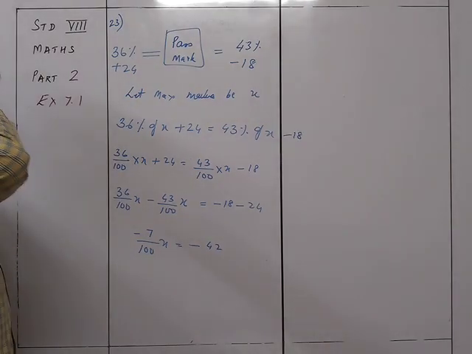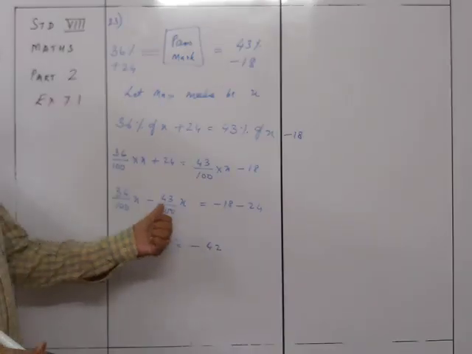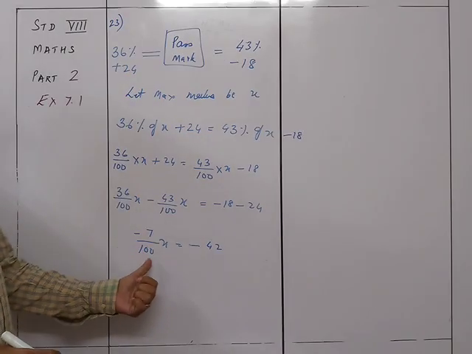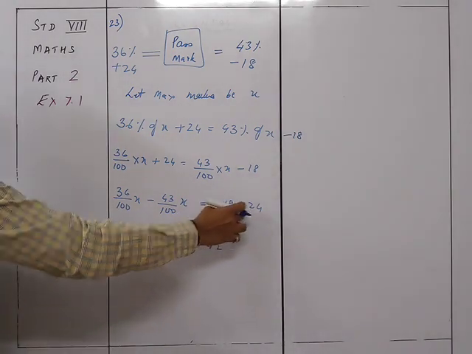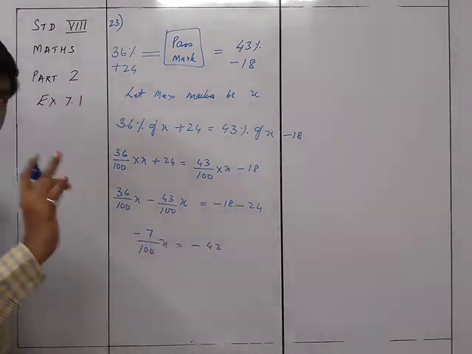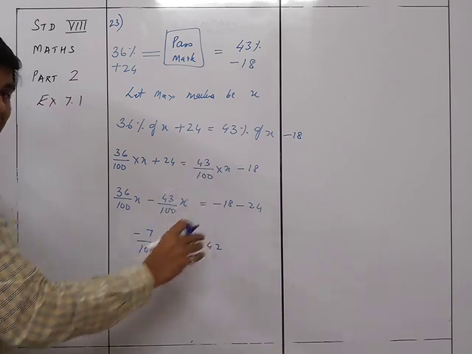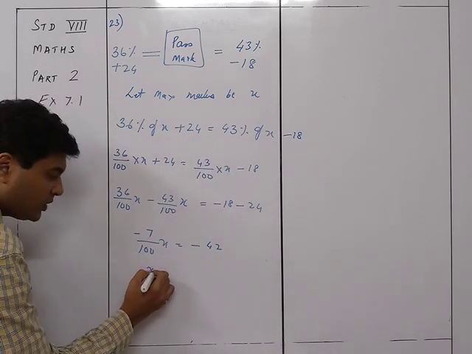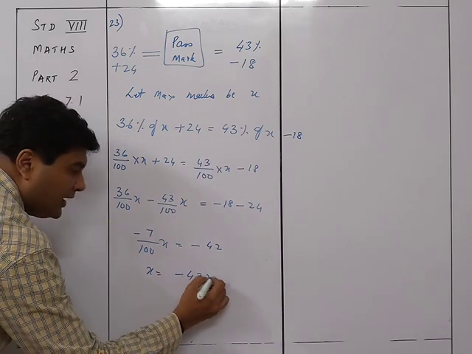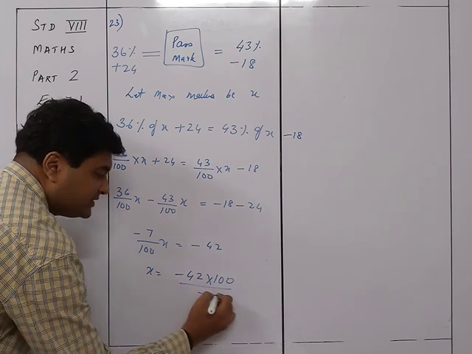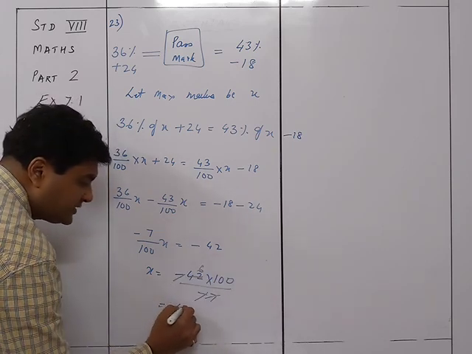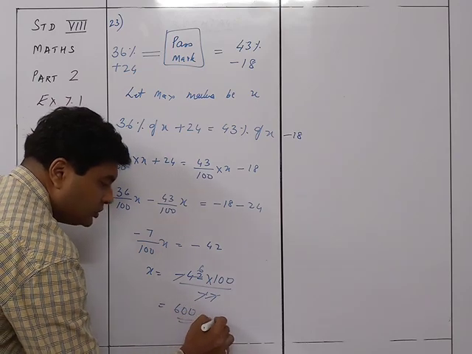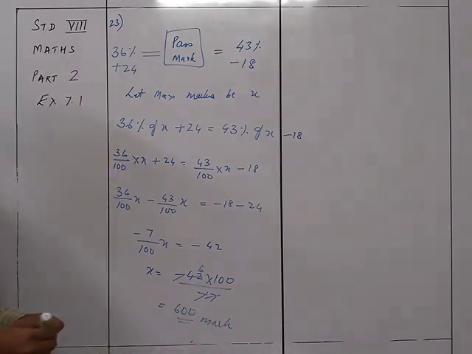Got it? Subtraction is minus 7 upon 100 x and this is minus 42. You have to add this up because both are negative integers, negative negative you have to add. So now x will be equal to minus 42 into 100 upon minus 7. So minus minus get cancelled and this will be 6. So it is equal to 600 marks. So the maximum marks is 600.